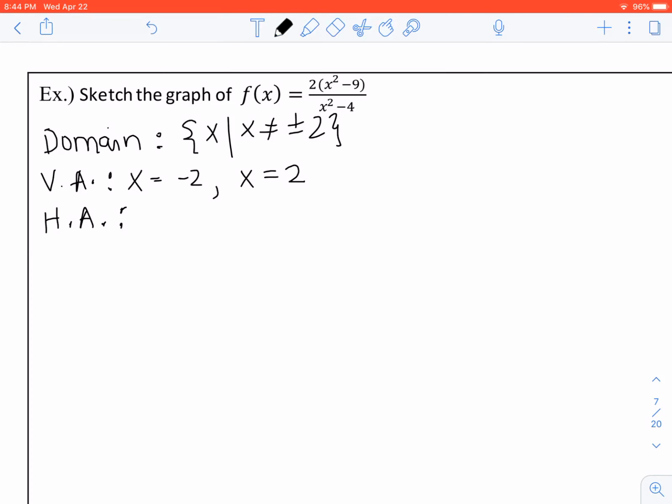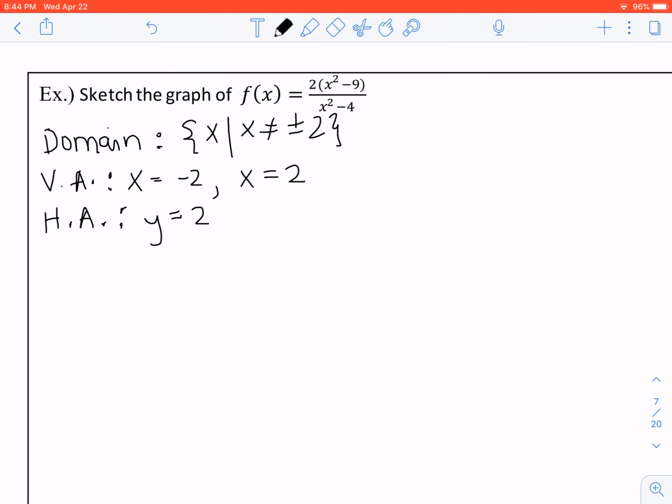Since the numerator's degree is 2, and the denominator's degree is also 2, we have that they're equal, and to figure out our equation for our horizontal asymptote, we're going to have y equals the ratio of the leading coefficients, which is 2 over 1, which just simplifies to 2. We have no slant asymptote because, again, slant asymptotes are going to be when the degree of the numerator is exactly 1 larger than the degree of the denominator.